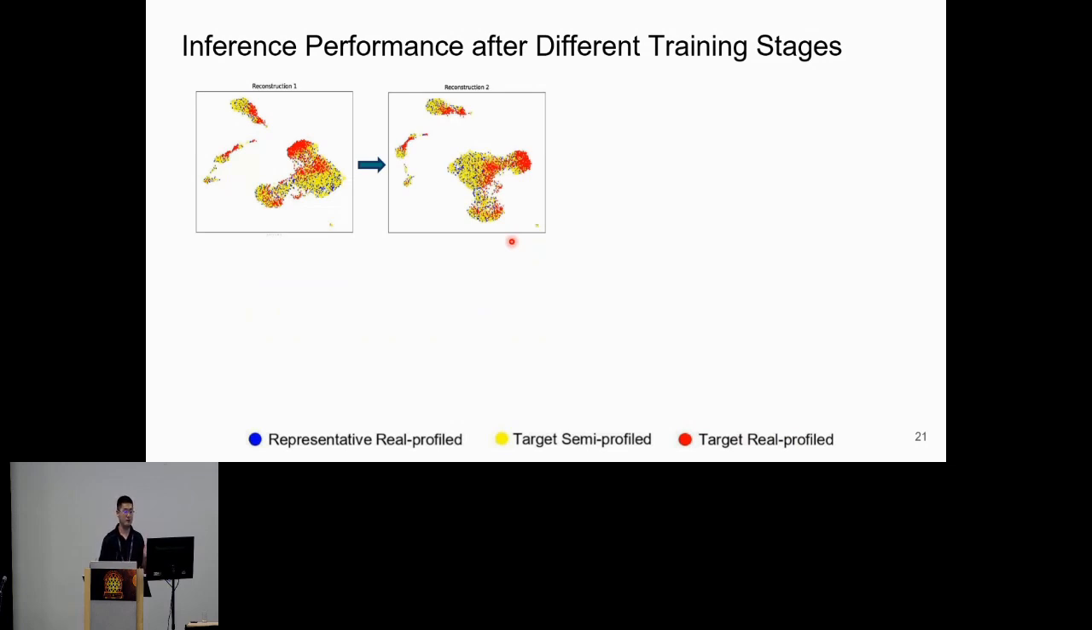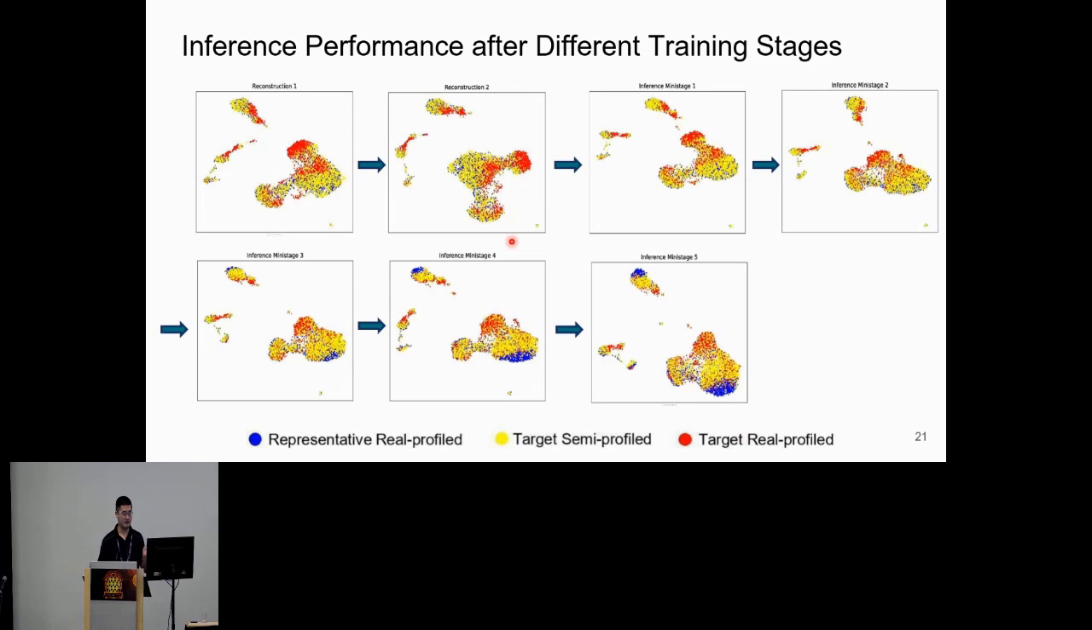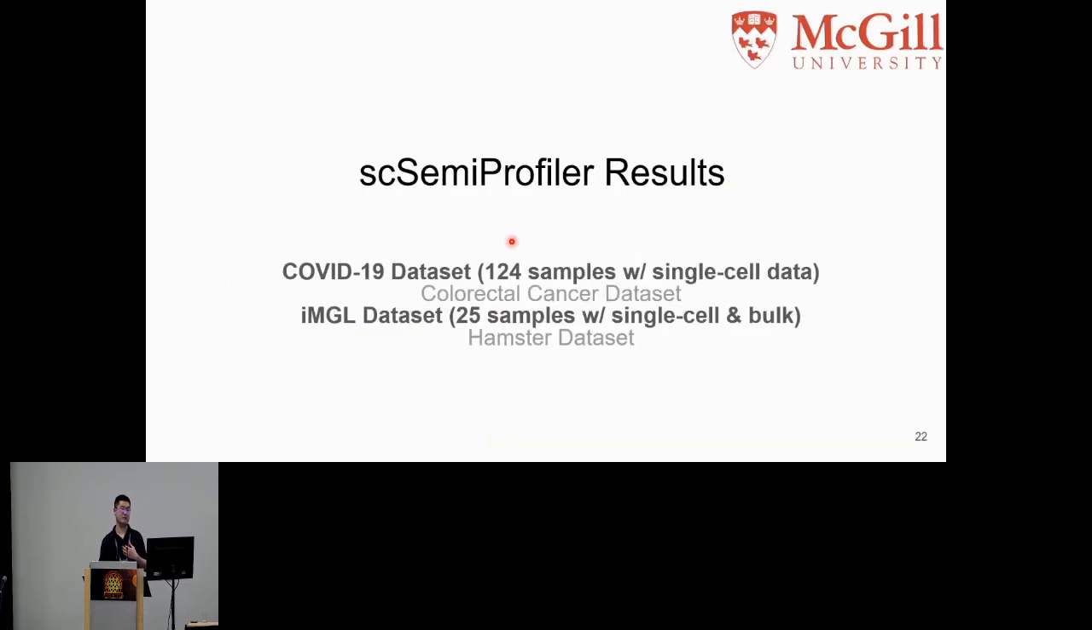Then we start to move those yellow cells in the inference stages towards the direction of the red cells. We gradually move them until, in the end, after the final inference stage, we can see that the yellow cells are actually more similar to the red cells than to the blue cells. So this is the whole process of the inference.